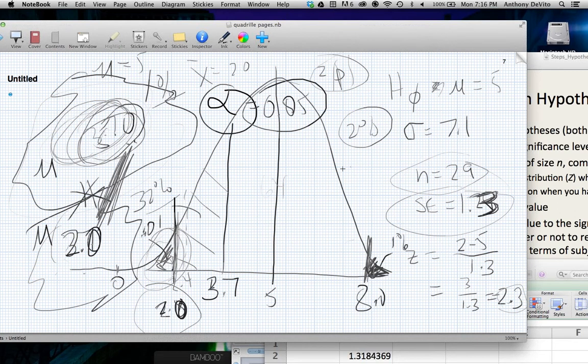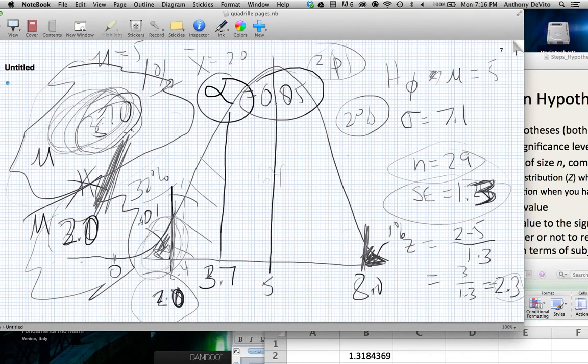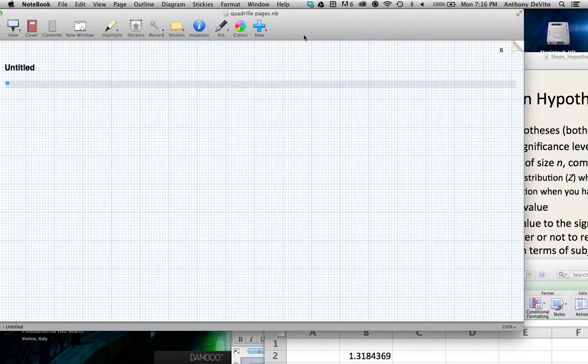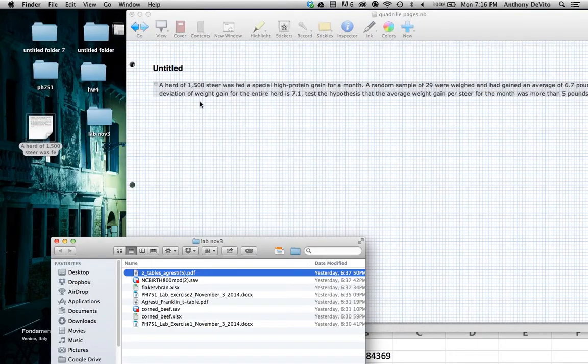Let's go back to this problem and repeat it again using a t-test. So now, what would be the difference here using a t-test? Let me get a fresh piece of paper and put this over here.